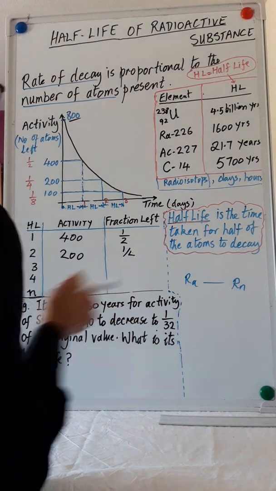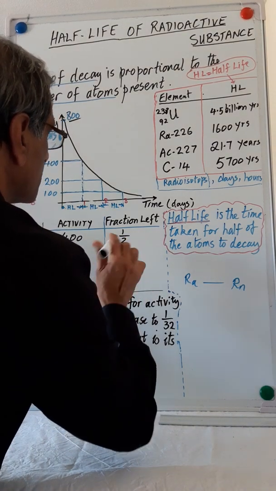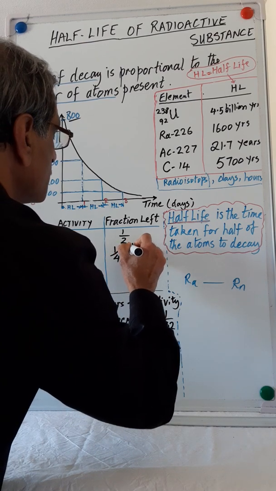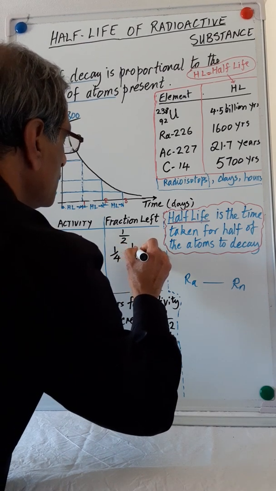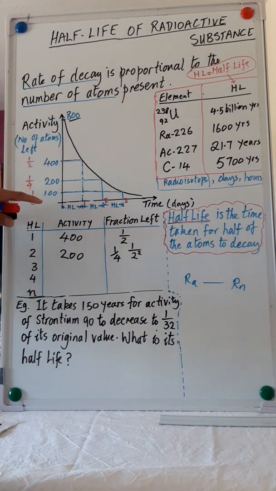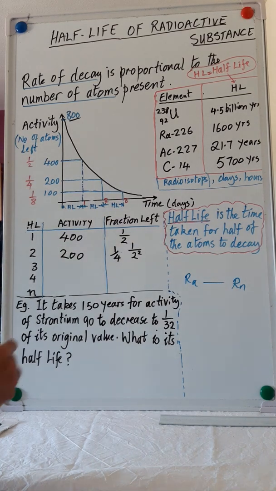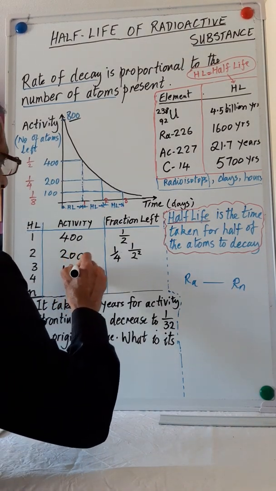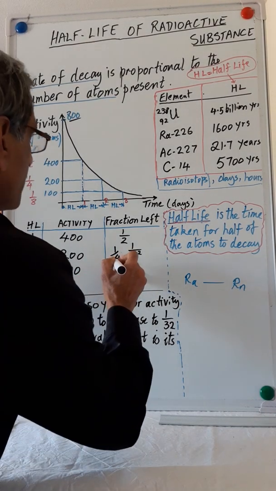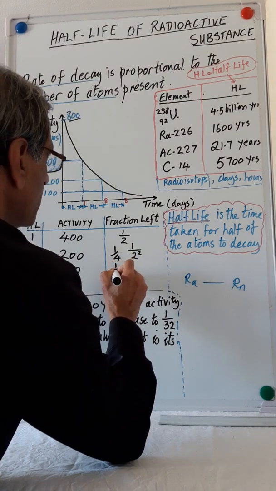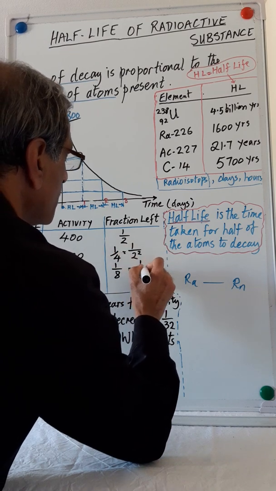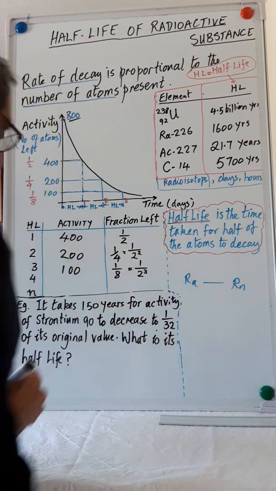Let me write these more on this side. 1/4, which can be written as 1 over 2 squared. Now, after 3 half-lives, the activity goes to 100 atoms left, and this is 1 over 8, which is the same as 1 over 2 to the power of 3.